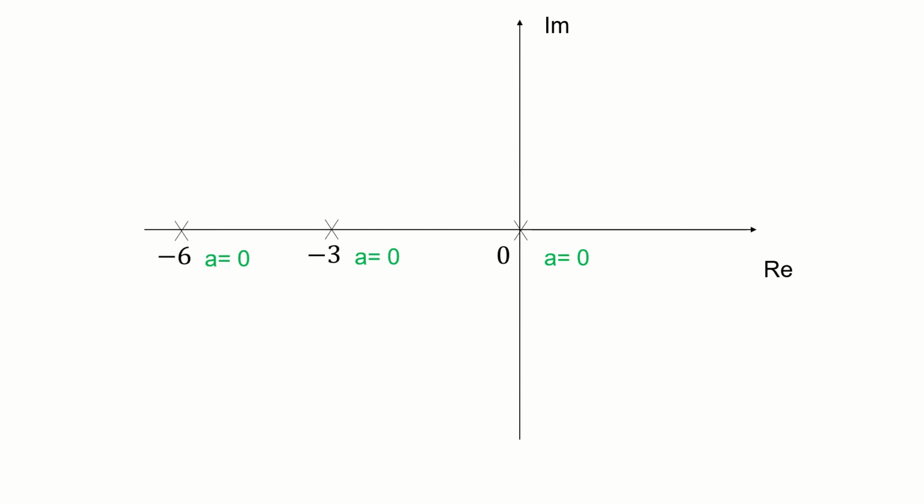So let's put these three poles on our root locus. So we have minus 6 for a equal to 0, minus 3 for a equal to 0, and 0 for a equal to 0.